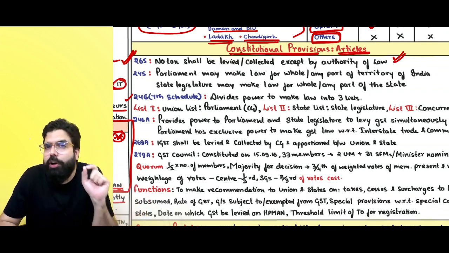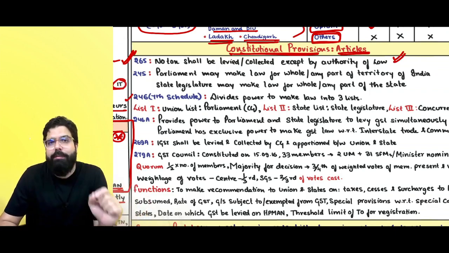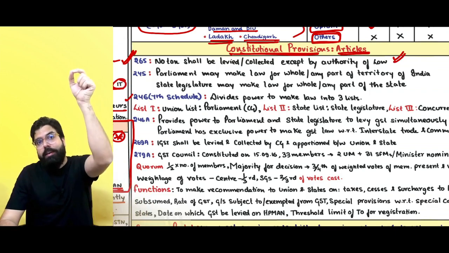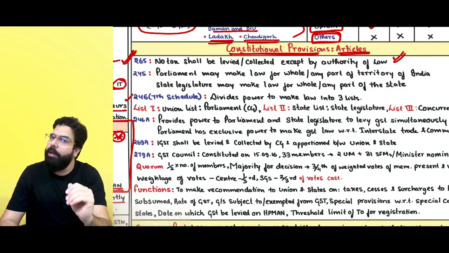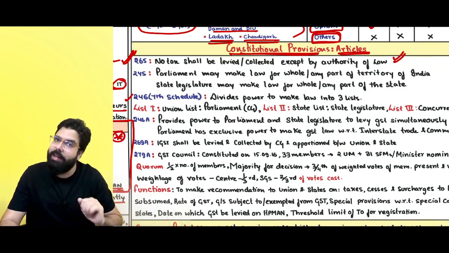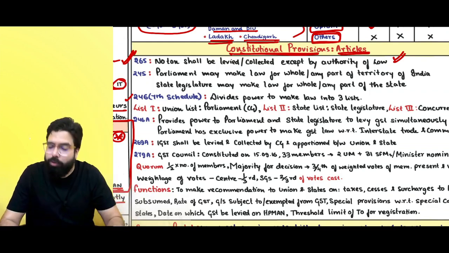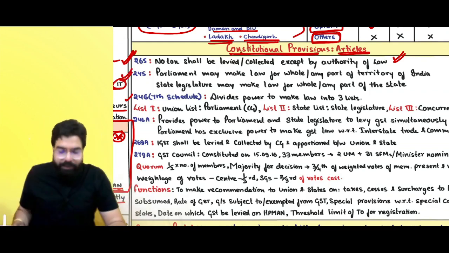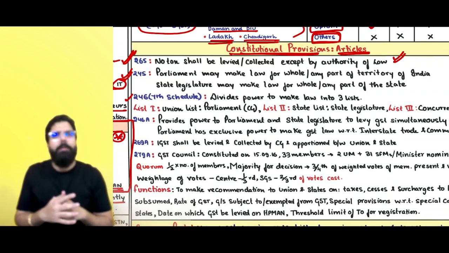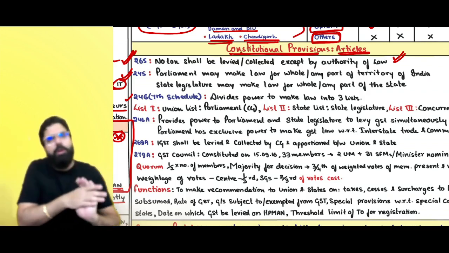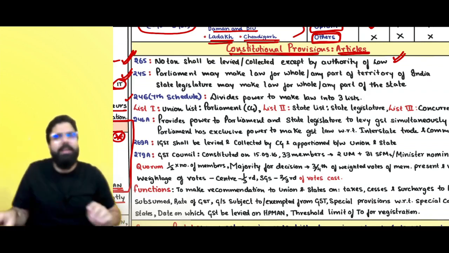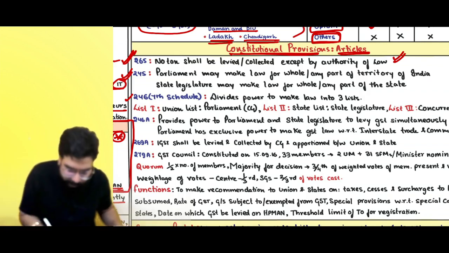Except by the authority of law means if you don't have a tax act, you can't go ahead and collect a tax. For example, to collect GST, you should have a GST Act. The Income Tax Act has to be there. Article 245 says whenever Parliament makes a law, the law will be applicable to the whole of the country. Whenever the state legislature makes a law, that will be applicable to that state.